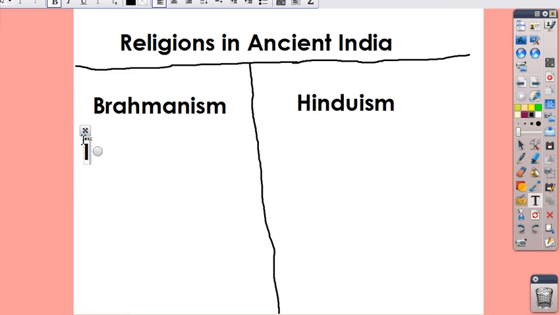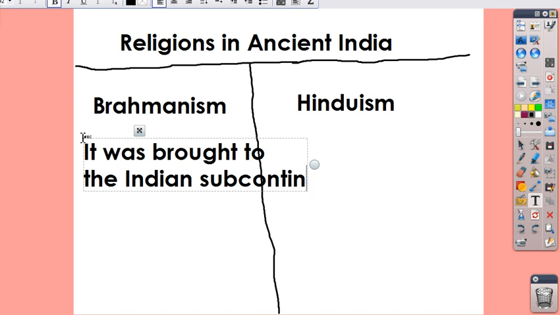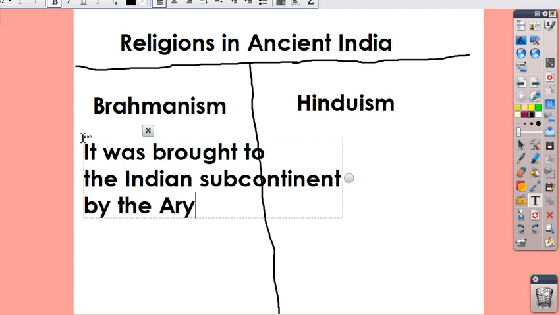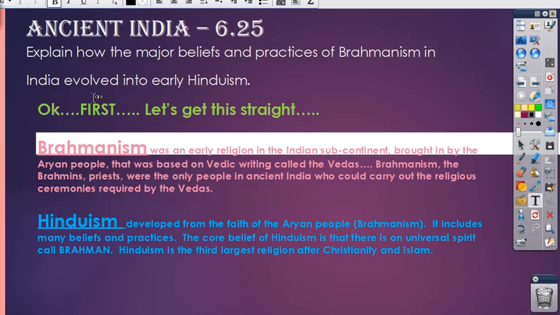First note, it was brought to the Indian subcontinent by the Aryans. Alright, now mine's probably going to bleed over a little bit into Hinduism. See if I can fix that. Alright, and I'm going to be putting these notes on and then erasing them so you can pause it anytime you need to. Brahmanism was brought to the Indian subcontinent by the Aryans.